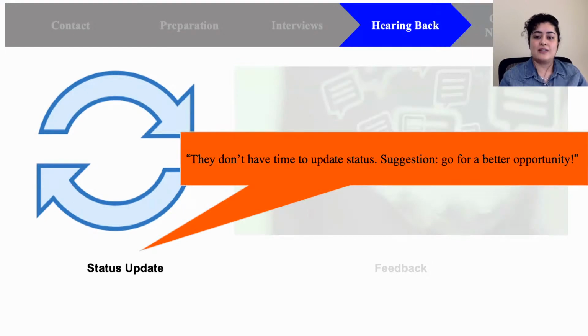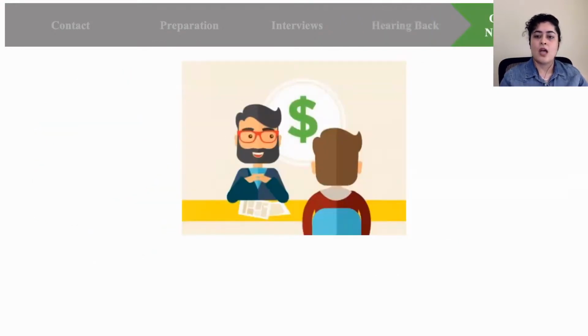In a negative experience example, the candidate even discouraged their peers by saying they don't have time to update a status, suggesting: go for a better opportunity. So it's super important. They can even discourage their peers too. And finally, and possibly the most important theme was offer and negotiation, in which if anything goes wrong in this stage, it could be a large waste of time and resources for companies and candidates alike.